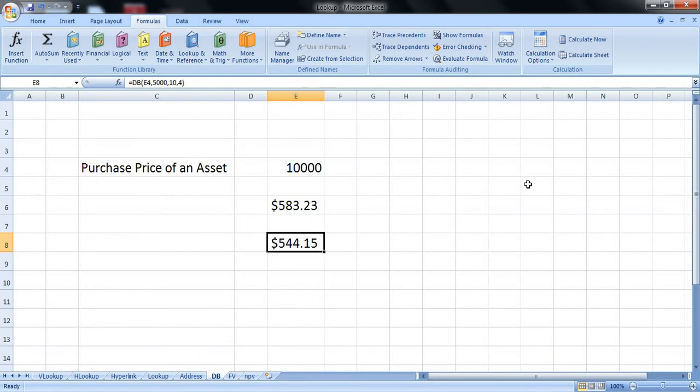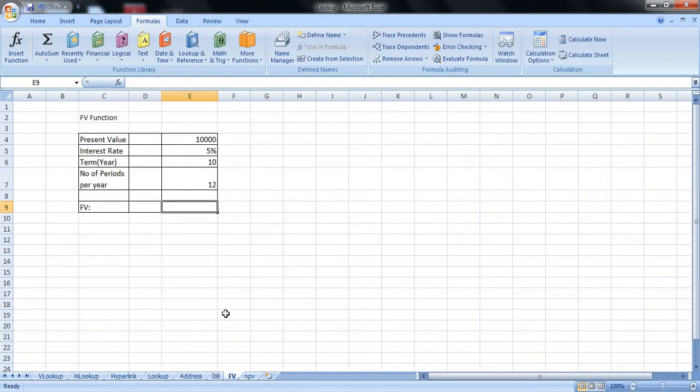And with it, after 3 years, it will be depreciated by $583, and after 4 years, at the end of the 4th year, it will be depreciated by $544. This is calculated using the fixed declining balance method of depreciation. So this is about depreciation and a function called DB.